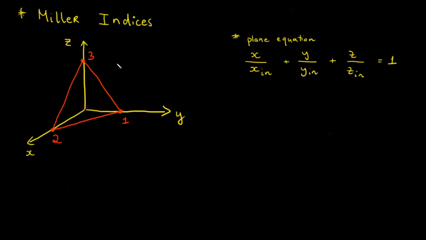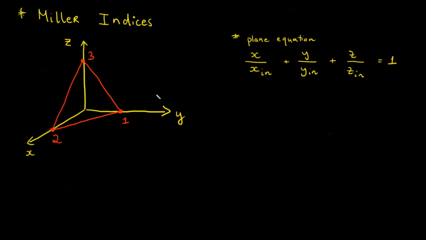Hello everyone. In this video, we're going to talk about the Miller indices. Let's work through one example in order to get some intuition about the Miller indices and why we need them. Let's say we have a 3D coordinate system and a plane that intersects the z-axis at point 3, the x-axis at point 2, and the y-axis at point 1.